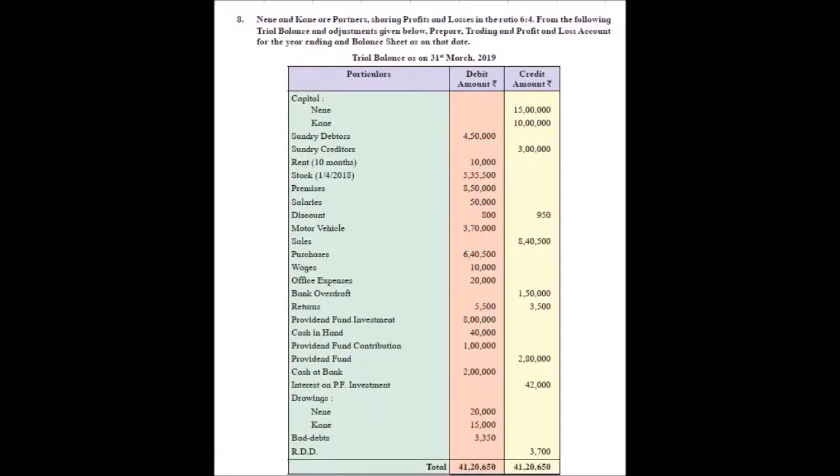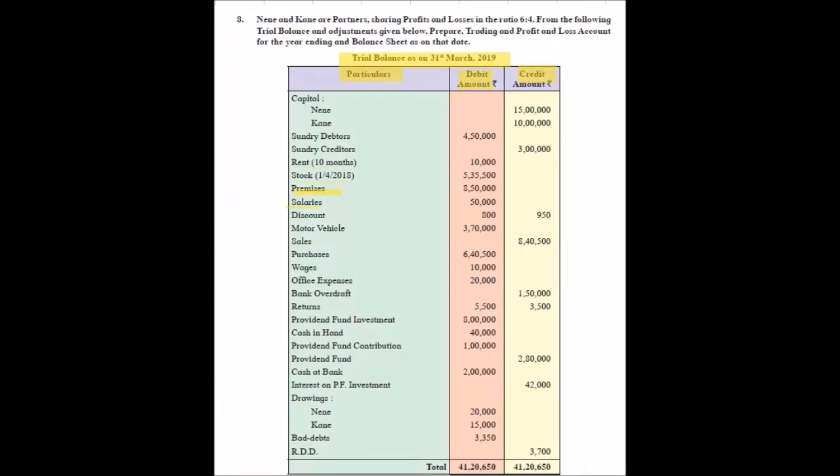Hi students, this is the 8th problem I'm solving. The 8th problem: Naina and Kane are partners sharing profits and losses in the ratio of 6 to 4. From the following trial balance and the adjustments given below, prepare the trading and profit and loss account for the year ended, and the balance sheet as on the date.